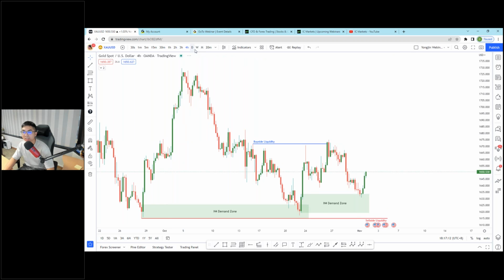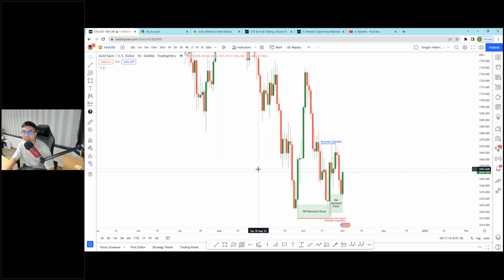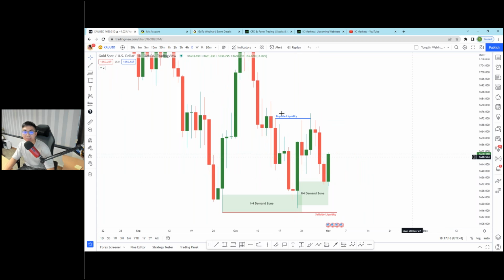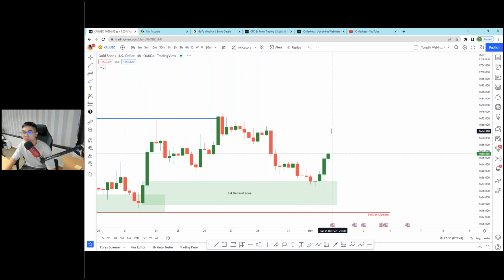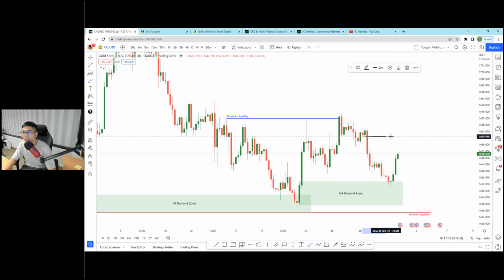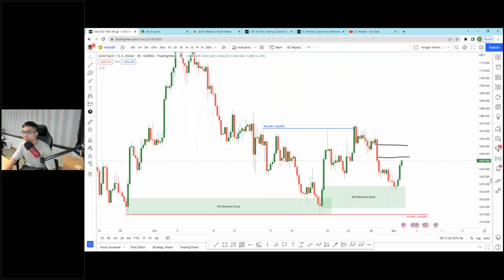So looking back at the daily, price is currently resting in the market's imbalance zone. So we are in the market's imbalance zone right here. Price just came in. This is the daily chart. Price is in the daily market's imbalance zone. Then we move on to the 4 hours. So on the 4 hours, there is a market imbalance right here that we can look for Gold to tap into.